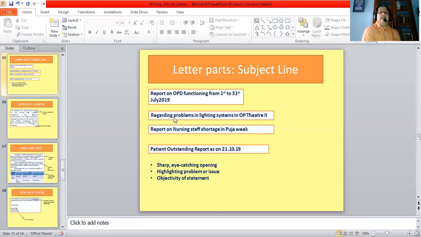And also the third one, the nursing staff shortage. So that's also a problem. But the first one and the fourth one, that is the report on the OPD functioning and the patient outstanding report, well, they are not actually problematic issues. They are just, you can say, routine or regular updates about certain aspects of the running of the hospital. So the various problems, or even a regular update, have to be highlighted in the subject line, and it has to be short and objective, basically.